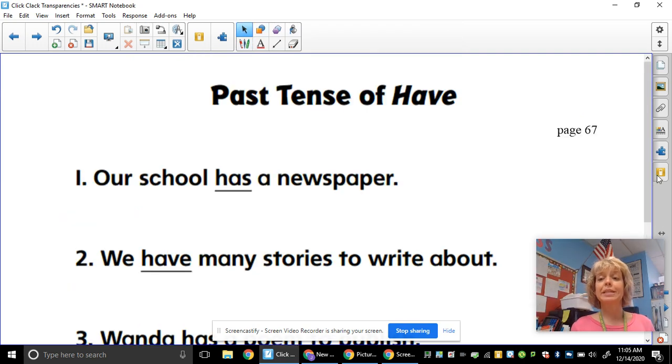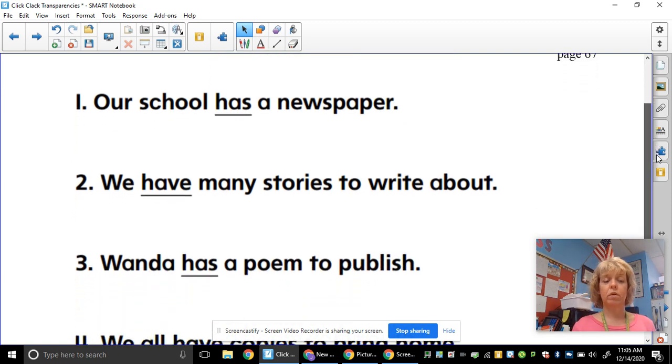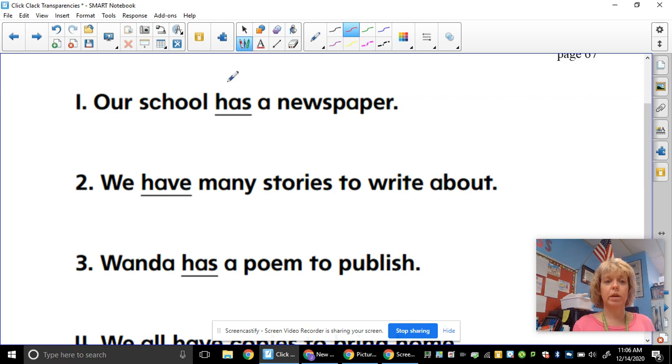All right. Today, I'm going to throw a ringer in it because I'm going to add the word had. It's not going to be that hard, hint, hint. If it's past tense, you don't say our school has a newspaper yesterday. You would say our school had a newspaper. Because it says we want to change these to past tense. And past tense of has is had. I had a cat. I don't say I has a cat.